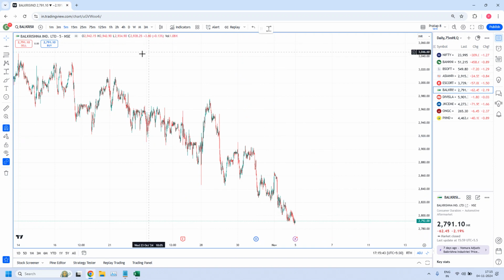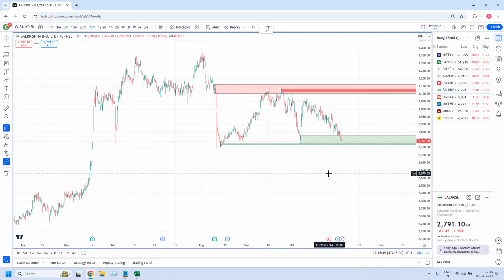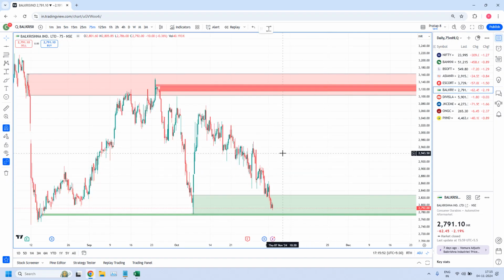Next one is Balakrishna Industries. This is a 75 minutes high liquidity zone.